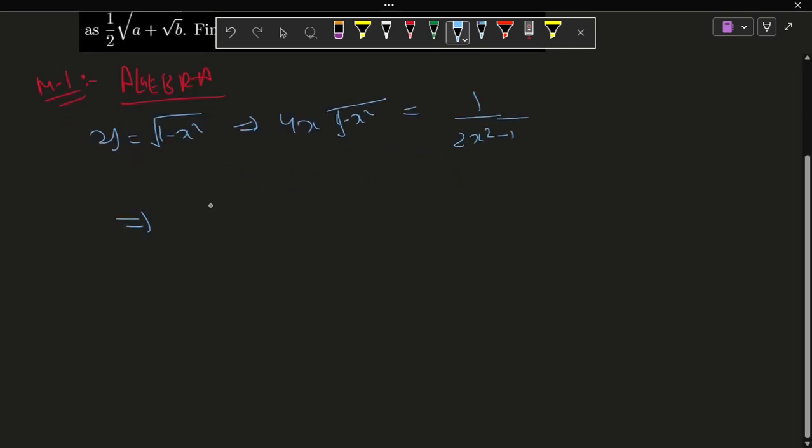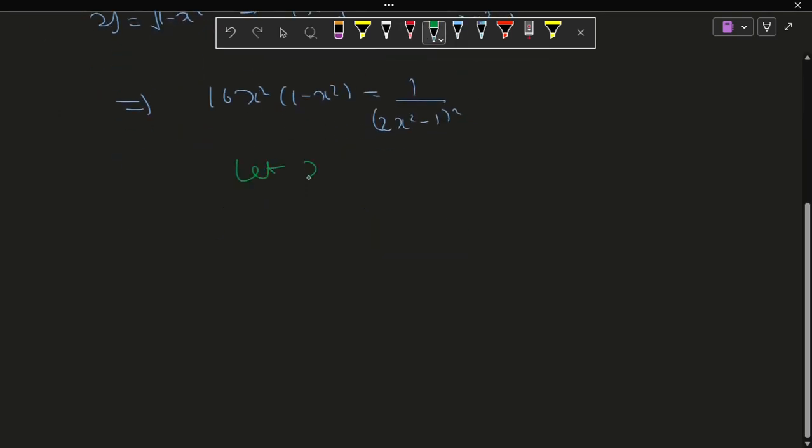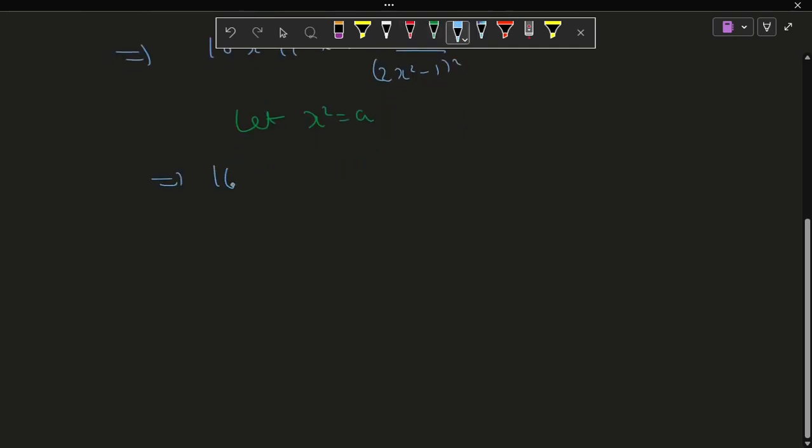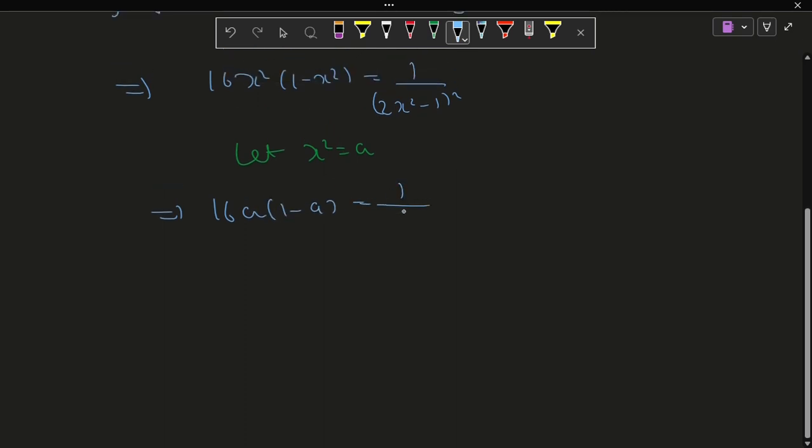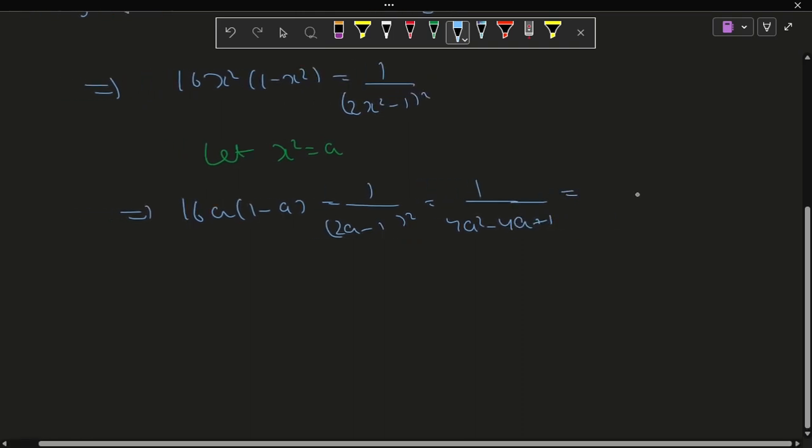So let's just square it. 16x squared into 1 minus x square is equal to 1 upon 2x square minus 1 whole square. Now let's just let this x square be a because it's everywhere. So this equation becomes 16a into 1 minus a is equal to 1 upon 2a minus 1 whole square, which is 1 upon 4a square minus 4a plus 1, and we can take 4a common. It becomes like this.